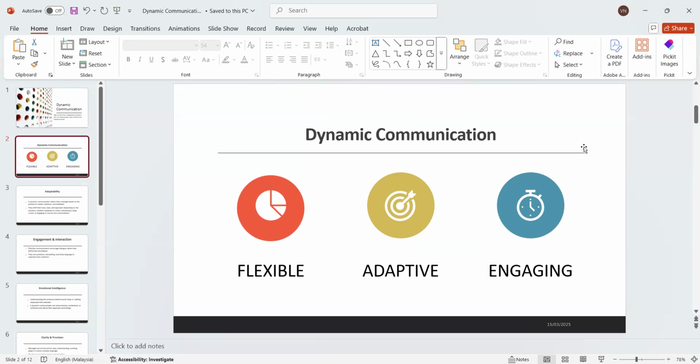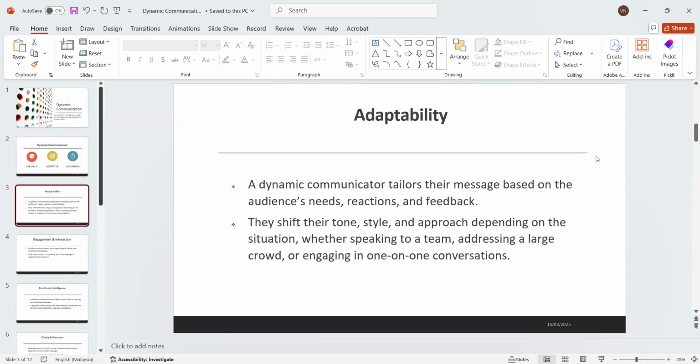They're engaging, they're able to engage people in a conversation, in a dialogue, and get feedback and give feedback to people. So, in dynamic communication, there is the concept of adaptability. If you are a dynamic communicator, you're able to tailor your message based on your audience's needs, reactions, and feedback. You know how they're going to react, you know what they need, and accordingly, you tailor your speech.